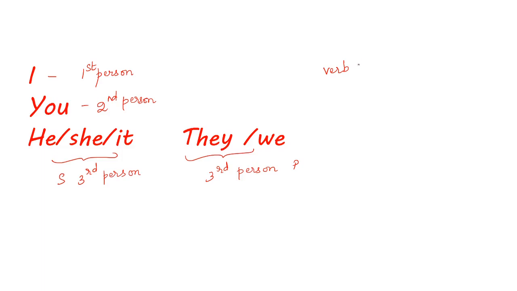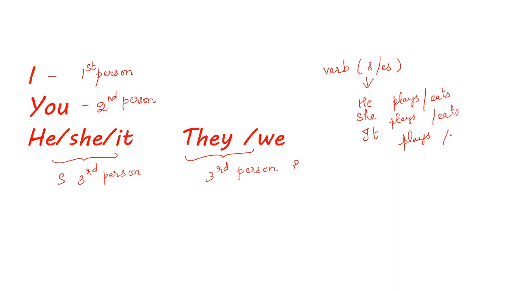So in some cases along with the verb we add s or es. So for he, she and it, that is third person singular, we'll be adding s or es along with the verb. So he plays, she plays, it plays. Or he eats, she eats, it eats, etc. So for third person singular, we'll be adding s or es along with the verb, and for I, you, they and we we will be using the verb as it is. For example, I play, you play, they play and we play.